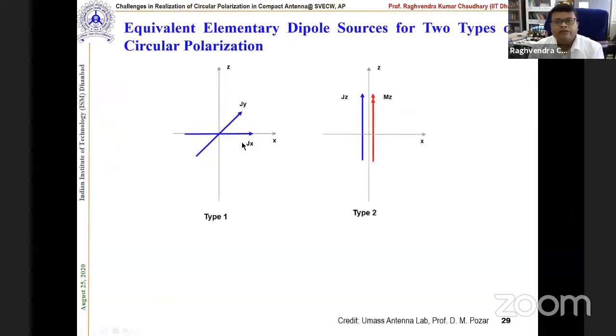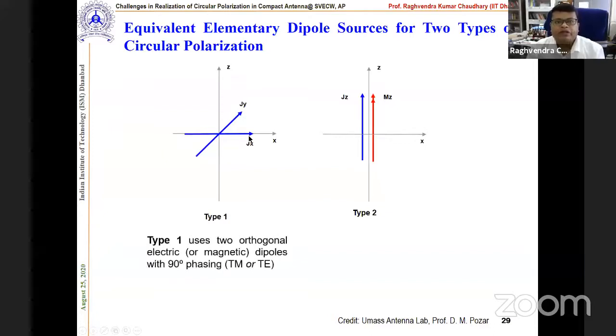Now the thing is, let us try to understand this some other way around. So particularly, the equivalent elementary dipole sources for the two types of circular polarization could be understood like this: if you are utilizing the CP property, it uses the two orthogonal electric or magnetic dipoles with 90 degree phasing. Definitely when we are going to do with these antennas, we will be talking in terms of mode, TE mode or TM mode, correct?